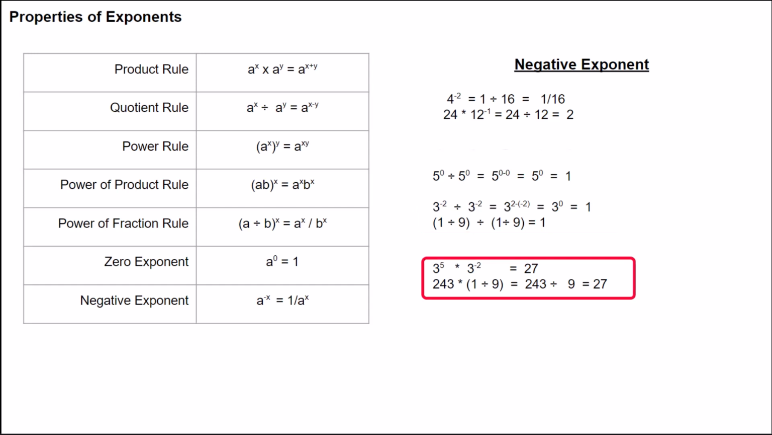Lastly, we have 3 to the 5th times 3 to the negative 2. We know that 3 to the 5th is equal to 243, and 3 to the negative 2 is the same as 1 divided by 9. If you multiply 243 by 1/9, what you get is 243 divided by 9, which we know is 27.